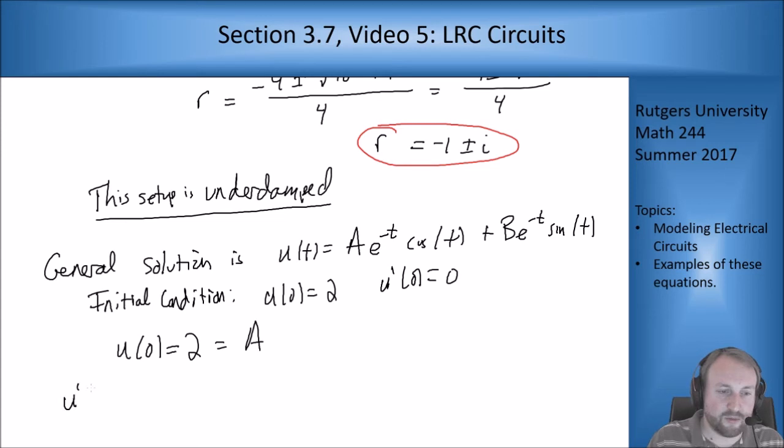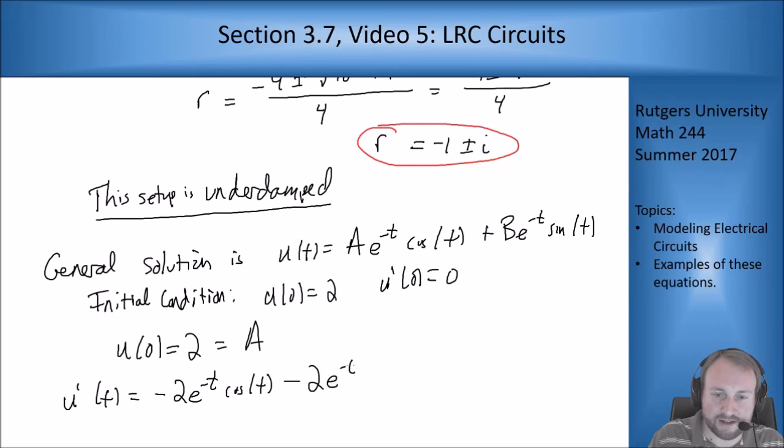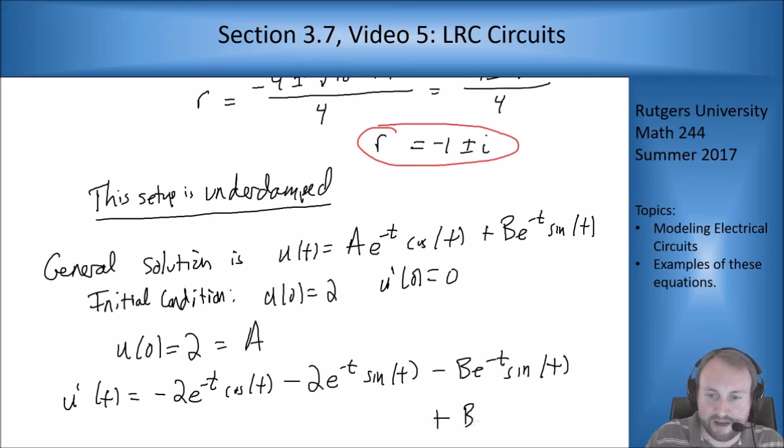And now let's look at what u prime of t is. u prime of t with a being 2 is going to be a minus 2 e to the minus t cosine of t minus 2 e to the minus t sine of t minus b e to the minus t sine of t plus a b e to the minus t cosine of t.